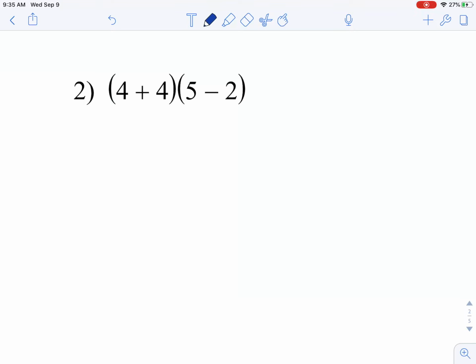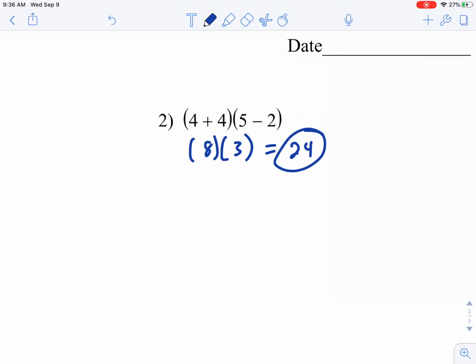All right, so parentheses, exponents, multiply, divide. So there's parentheses here and here. So parentheses is the first step. That means you can do these simultaneously. 4 plus 4 is 8, and 5 minus 2 is 3. Now we have 8 sitting next to 3. That means the same thing as 8 times 3. We just don't like to use the x for times in algebra because, variables. So 8 times 3, 24, that is the answer.